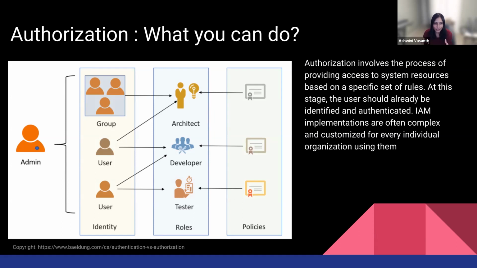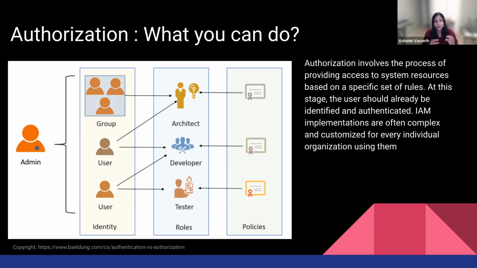And broadly, it's understood using these 3 structures, right? It's the identity, and then it's the role that the identity maps to, and then it's the policies that you want to define on those roles. And essentially, if you take this example, the identity could be user 1, user 2. You could group a bunch of these users and say, hey, this entire group corresponds to this role, right? A role of an architect or a developer or a tester.